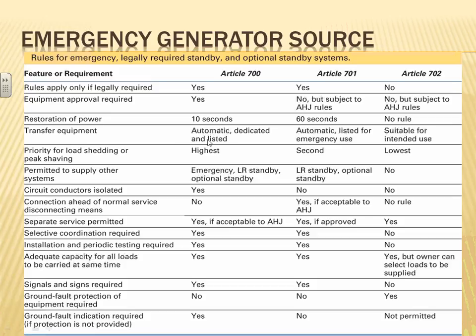Then transfer switch, you can see that if you're in emergency and legally required, they have to be listed and they have to be auto, meaning it doesn't depend on me flipping the switch. It has to be auto. If you lose the power for an emergency generator, that auto transfer switch, since the power had been lost, starts the generators and picks up the load within 10 seconds, like you all know. Again, for the standby, it can be manual or automatic.